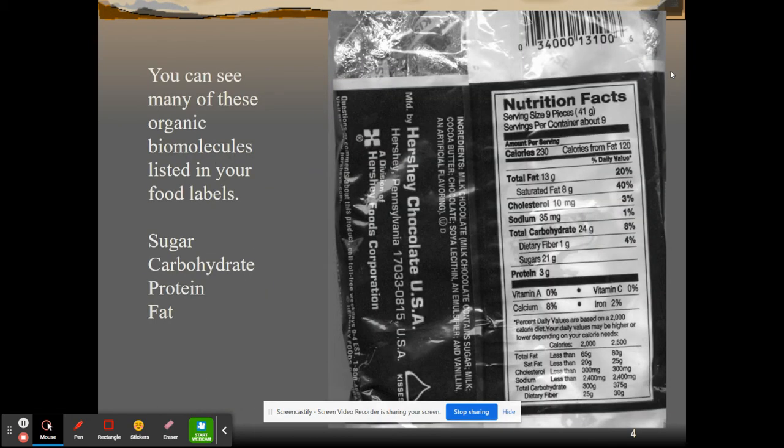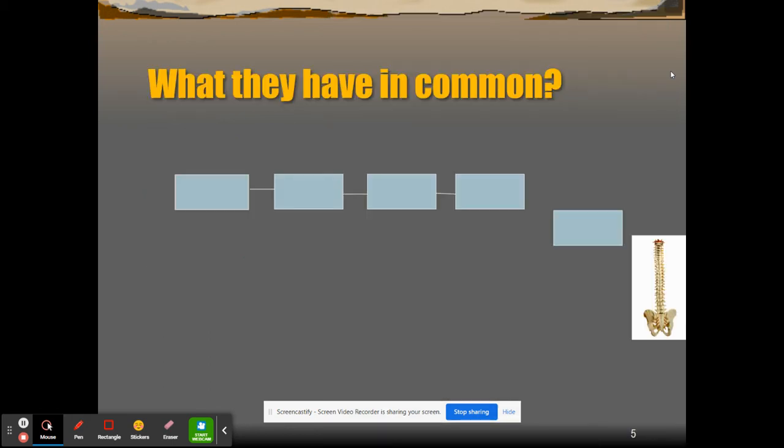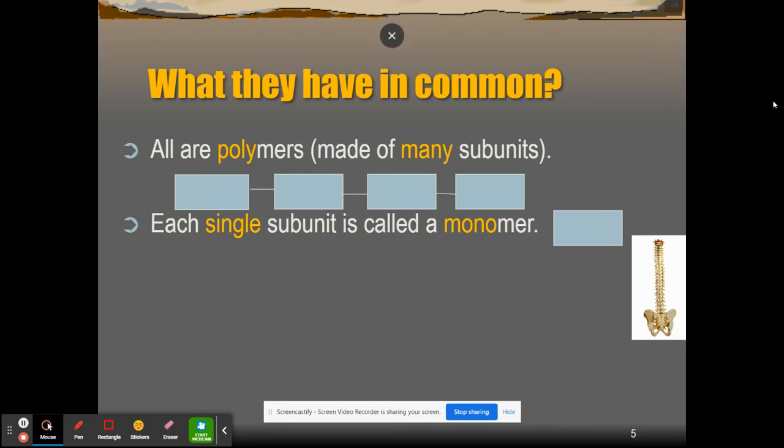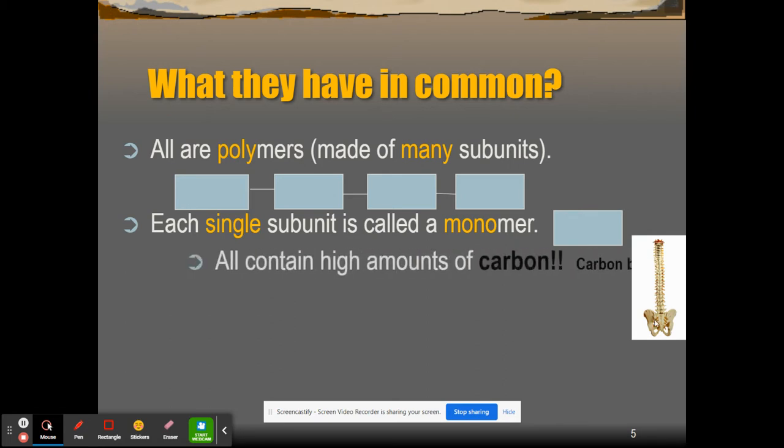You can see 3 of these 4 in most of your food labels, but they're all required for life. They have some things in common. They're called polymers, which means that they're made of many subunits. Each single unit is called a monomer. So one brick right here is just a monomer. This chain of monomers we call a backbone.